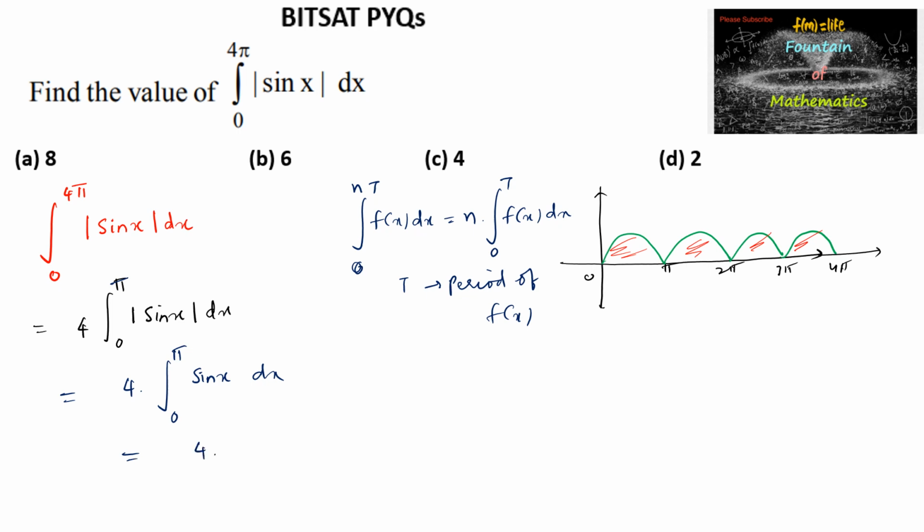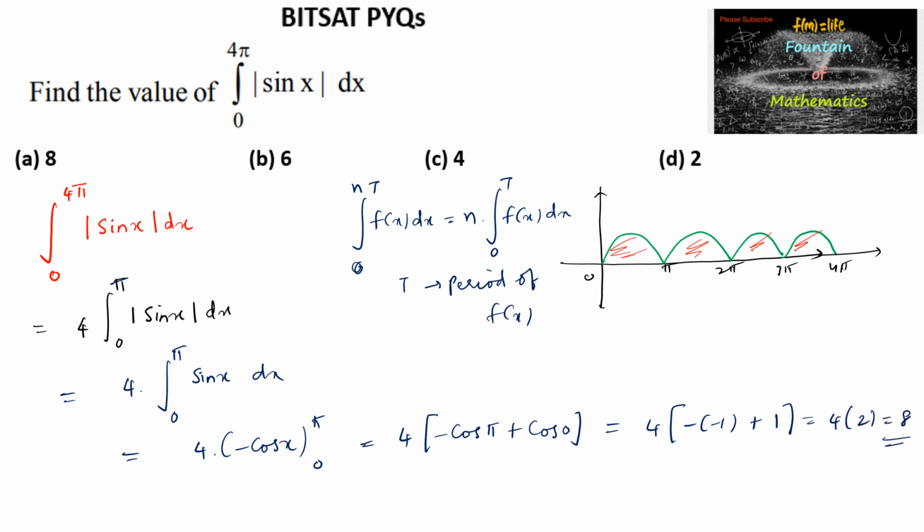4 times the integration of sin is minus cos x over the limit 0 to pi, that is 4 times minus cos pi minus of minus cos 0. Here cos pi is minus 1, so minus of minus 1 we can write, and cos 0 is 1. So 1 plus 1 is 2, 2 times 4 is 8. So 8 is the answer, which is option A.